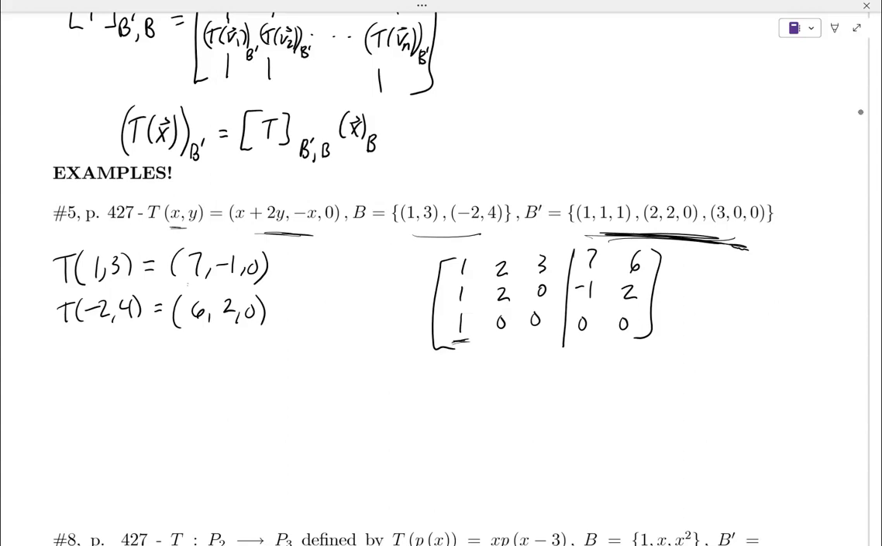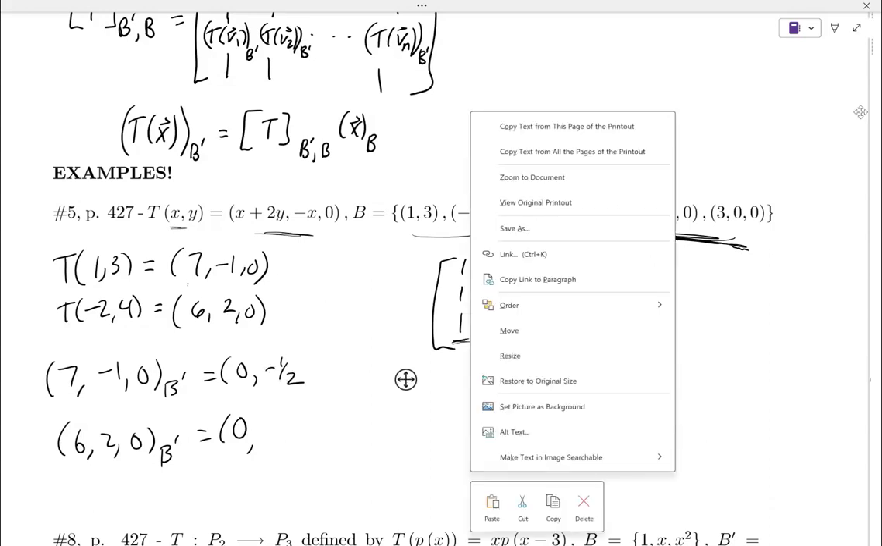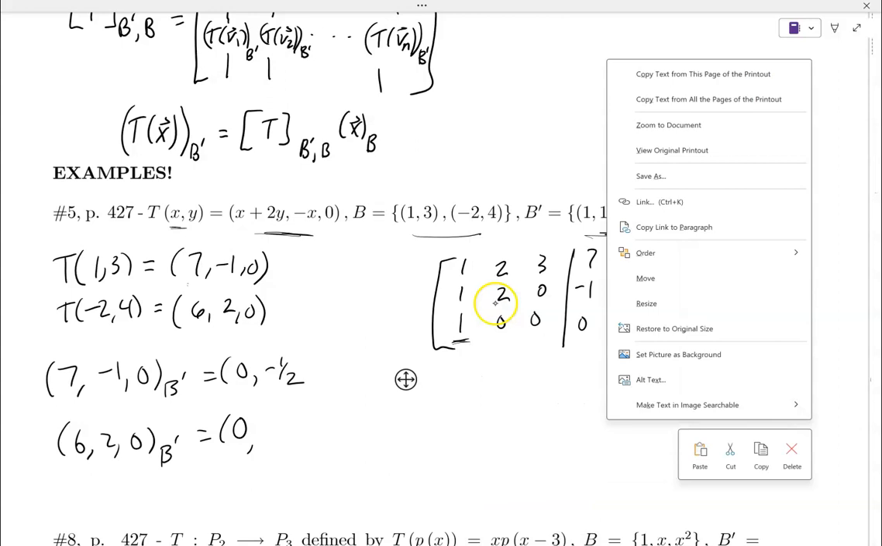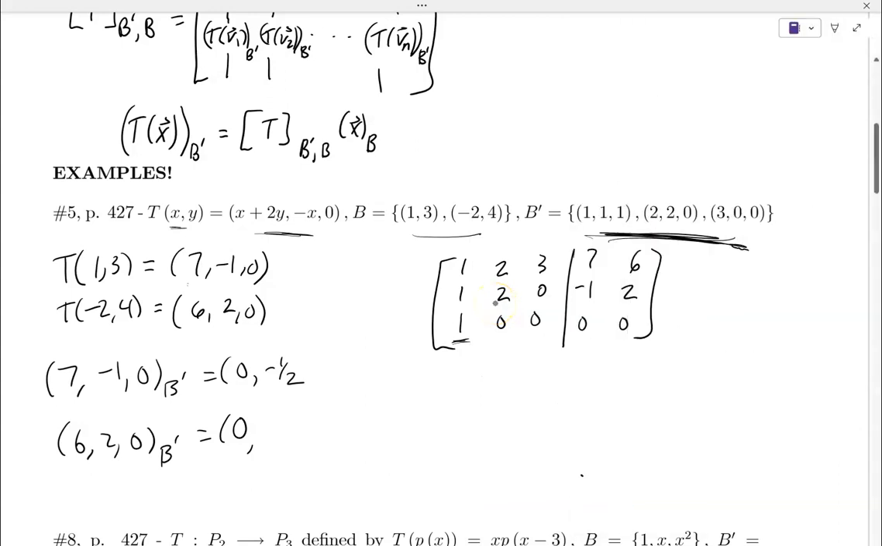This says that this first one has to be 0 for both of them, doesn't it? Right? So if I want the coordinates for (7, -1, 0) with respect to B prime, or the coordinates of (6, 2, 0) with respect to B prime, both of those, the first coordinate is 0, right? If the first coordinate is 0, then the second coordinate for this one needs to be negative a half, right? If I already put 0 in for that one, then this one has to be negative a half. The other one has to be 1 down here, right?